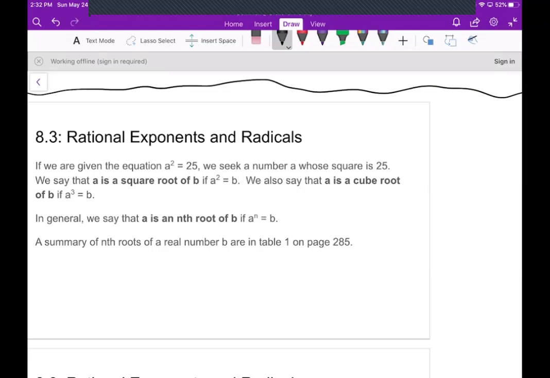Okay, guys, welcome. Today we're going to talk about rational exponents and radicals. To start off, we're going to talk about what we mean by a square root or a cube root or an nth root.